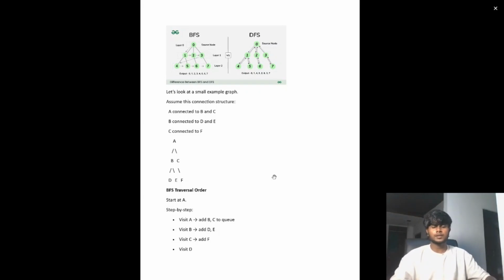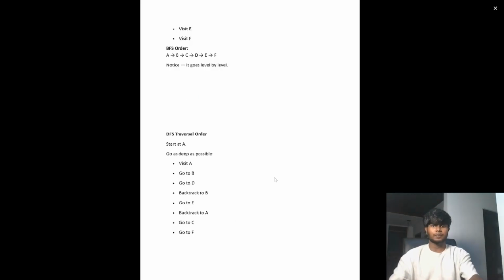BFS traversal order is: visit A first and add B and C to the queue, visit B, add D and E to the queue, visit C, add F to the queue, visit D, visit E, and visit F. BFS order is A, B, C, D, E, F. It goes level by level.